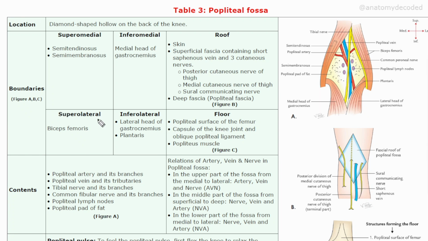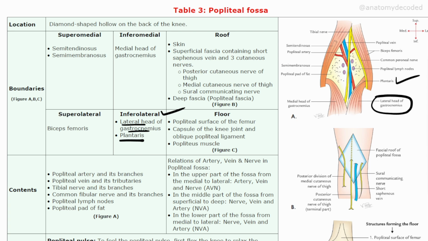Then the superolateral boundary is formed by biceps femoris muscle. In the thigh, the muscle which is lateral, that is biceps femoris. Then the inferolateral boundary is formed by the lateral head of gastrocnemius along with one more muscle, that is plantaris. So two muscles are forming the inferolateral boundary, lateral head of gastrocnemius and plantaris.